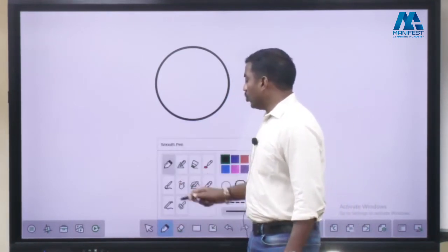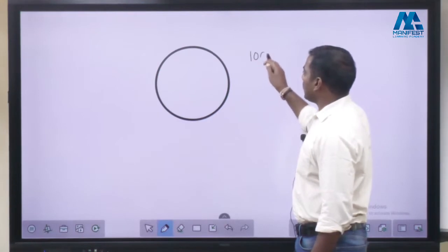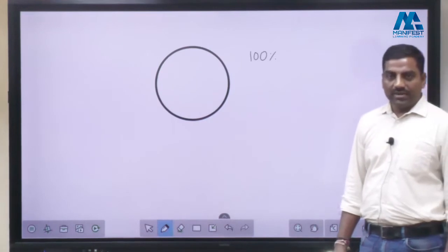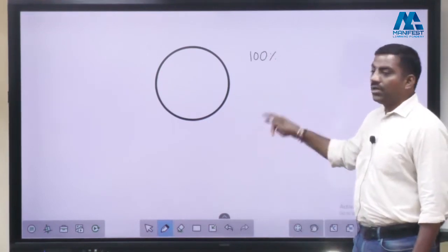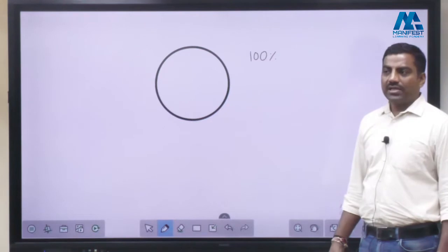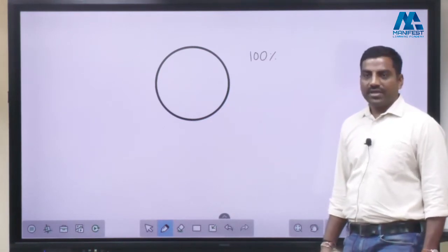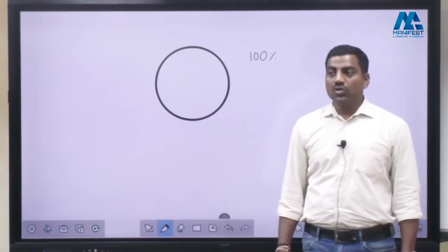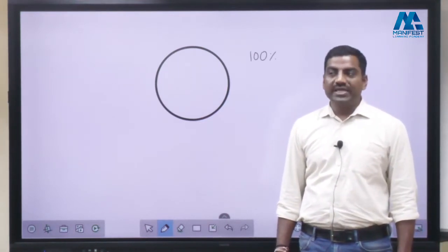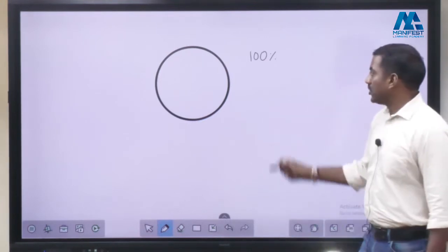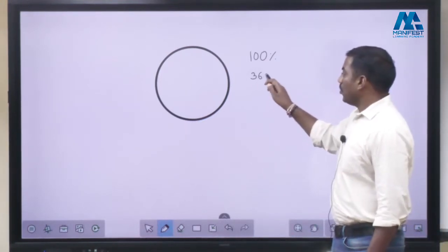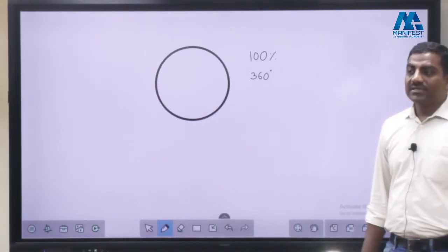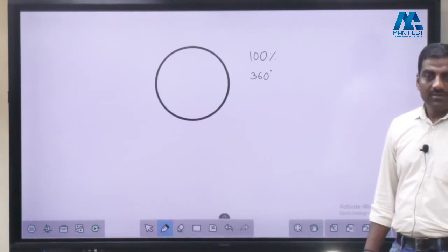Anyways, we are going to represent 100% of the things in this circle. 100% is going to be accommodated in this circle. And what is the angle of a full circle? 360 degrees. We have done some problems with respect to clocks, and there also we dealt with the angle. So here 360 degrees. So 100% of the things are getting represented under this 360 degrees of the circle.